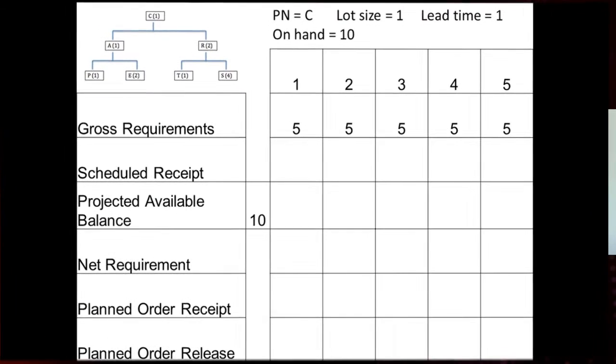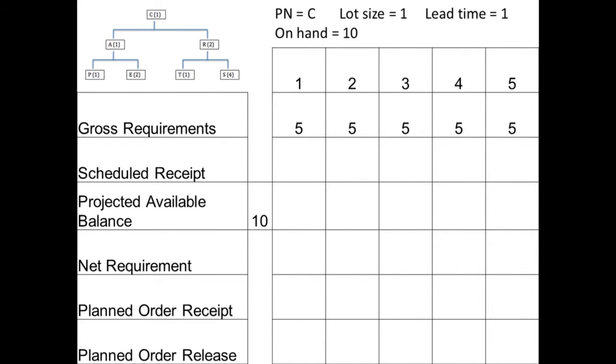This is what an MRP grid looks like. So in the corner, we have our bill of material. This is an example of the product tree that we had in video 1. We also have our inventory data, including our on-hand and our planning factors. So in this particular example, we're looking at part number C, has a lot size of 1, or lot for lot, a lead time of 1, and an on-hand of 10.